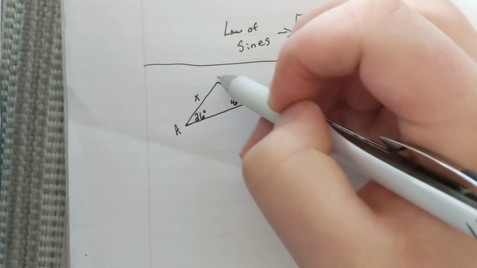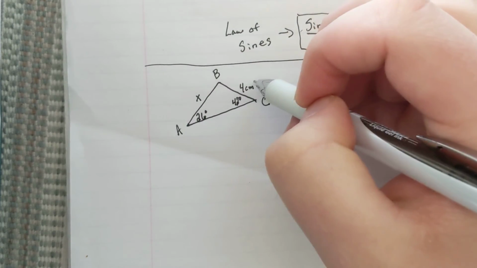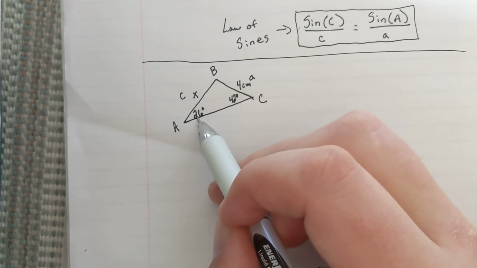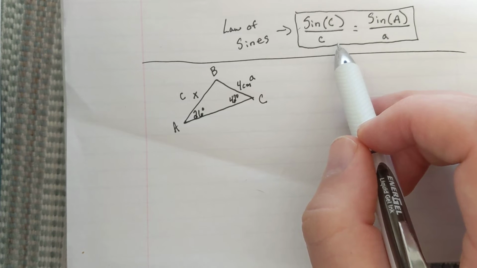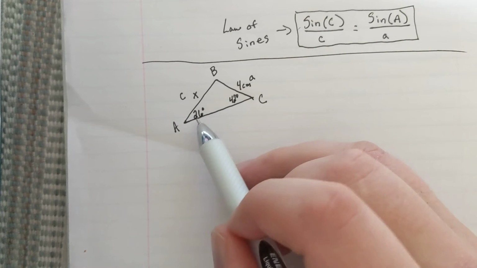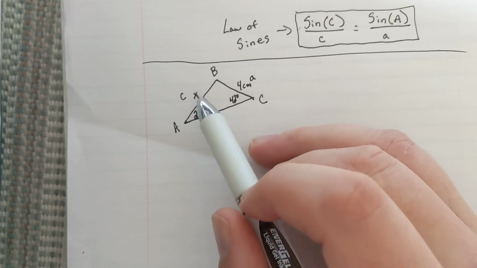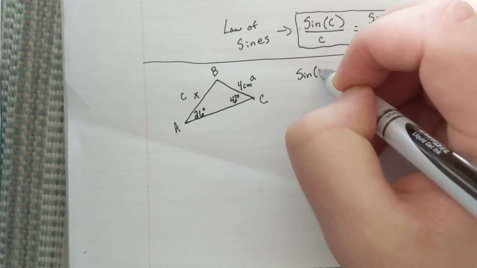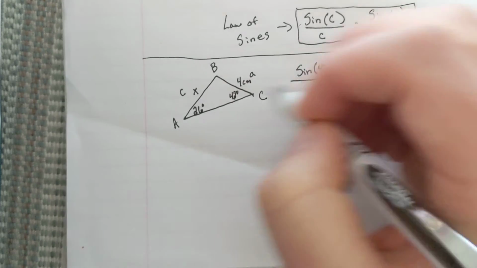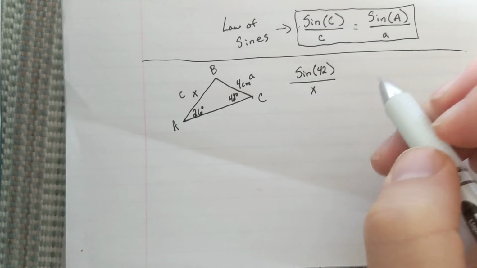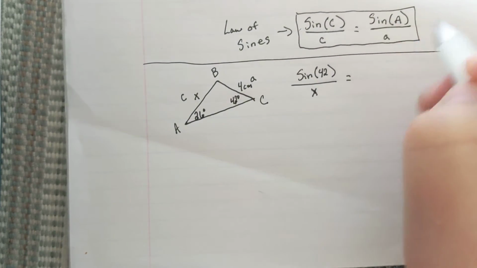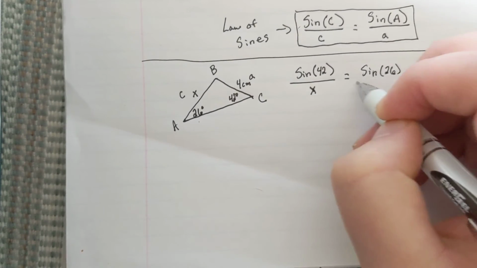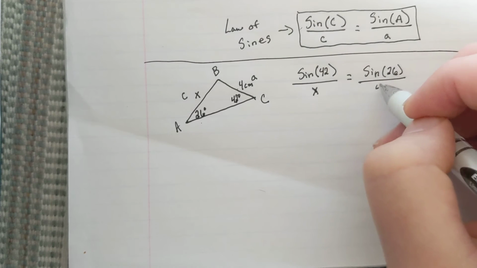So if I have A, B, and C, this is side length A, this is side length C. Obviously, this is angle C, this is angle A. So applying this, I'm going to fill in the values that I know. I know angle C, I know angle A, and I know side length A, and I'm trying to find side length C. Okay, so it looks like this. Sine of 42 over, I don't know that length, so I'm going to use x still. That's equal to the sine of angle A, which is 26, over its side length 4.